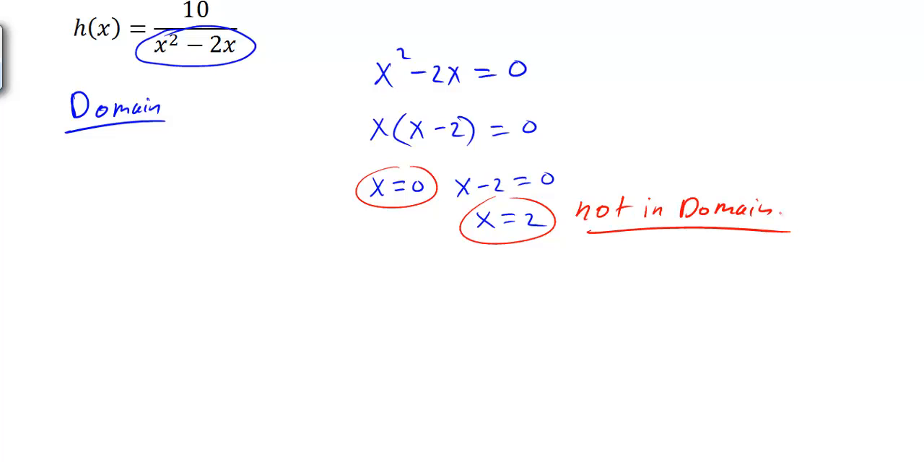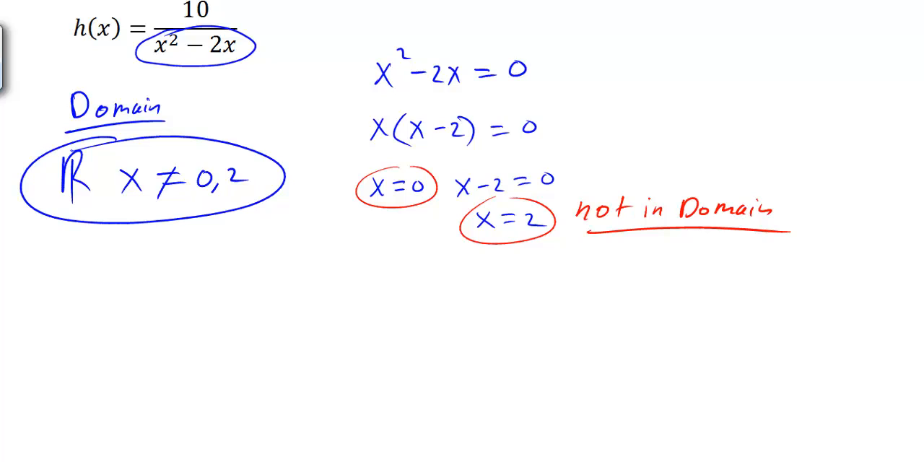So be very careful. Common mistake is you solve this and you say, oh, well, 0 and 2 is the domain. Well, that's not the domain. The domain would be all real numbers except for 0 and 2. Okay, so be very, very careful. It's all real numbers except for 0 and 2.